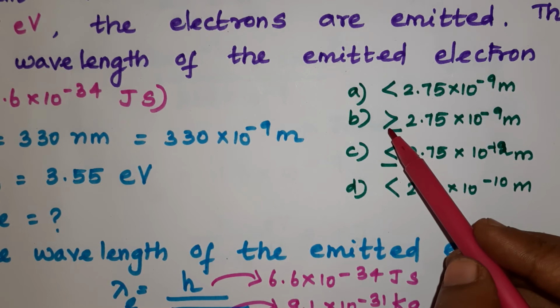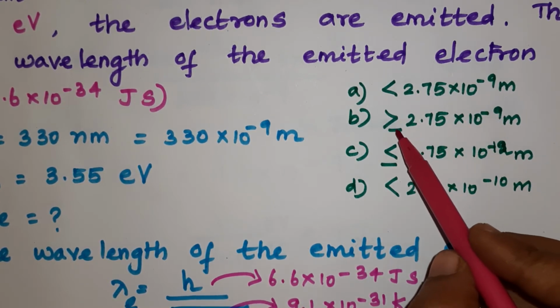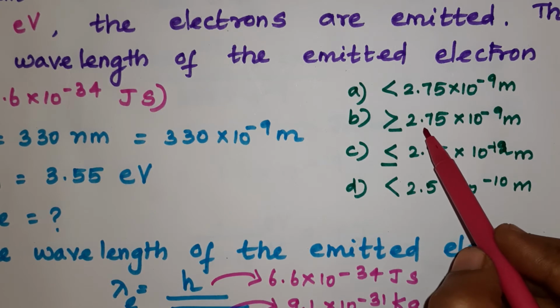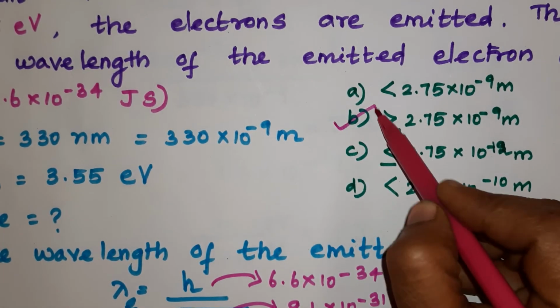Therefore, we can say the wavelength of the emitted electron is greater than or equal to 2.75 into 10 power of minus 9 meter. The option B is the correct one.